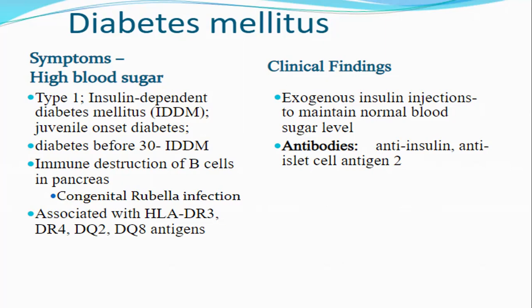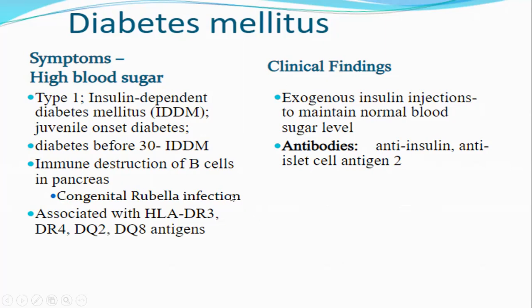And since your body could not actually use glucose as a source of energy, what's going to happen is that it finds alternative sources, leading to fat breakdown or lipolysis, fat usage or consumption. This may eventually lead to ketoacidosis. So the associated HLA types are DR3, DR4, DQ2, and DQ8 antigens.